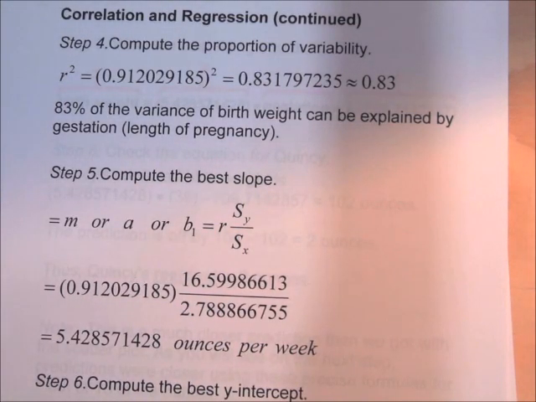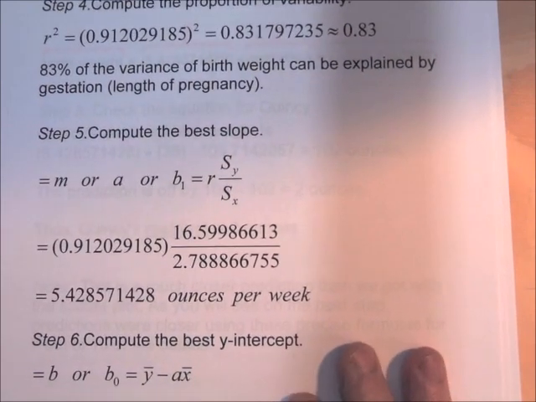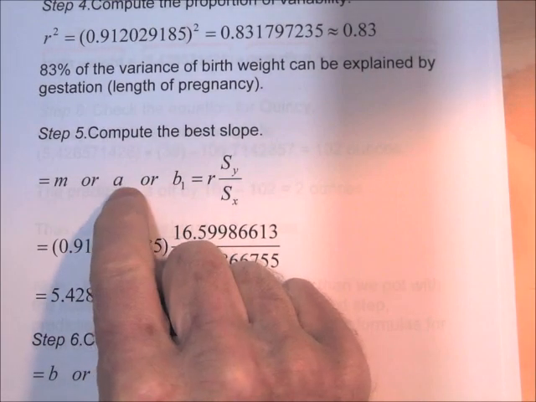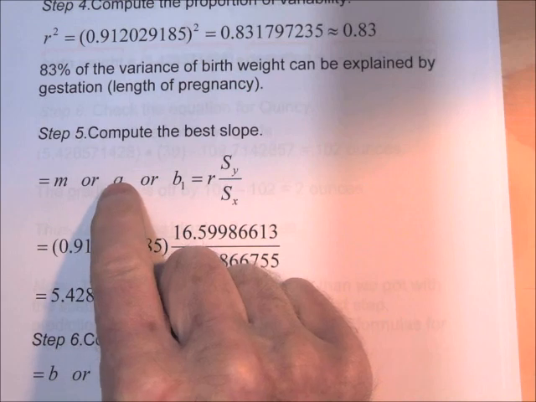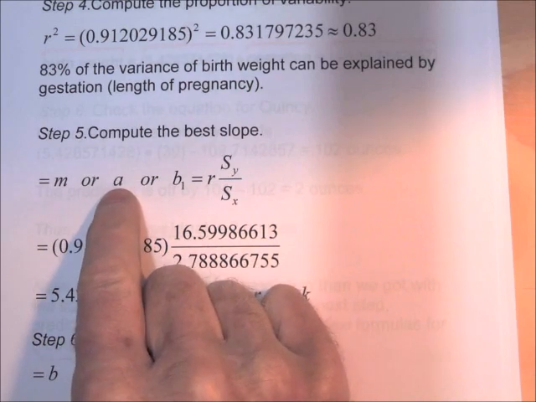Once you have r, the correlation coefficient, then the slope is not so hard. And again, we have several letters representing the slope. Our calculator uses the letter A. Some statisticians like the letter A for the slope.